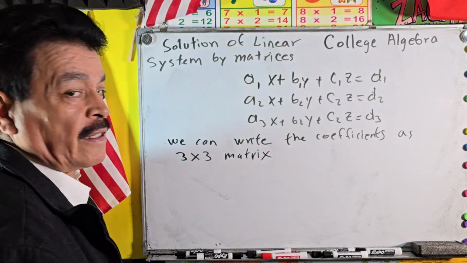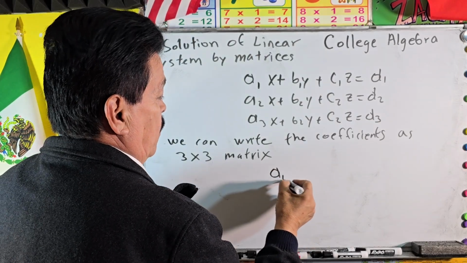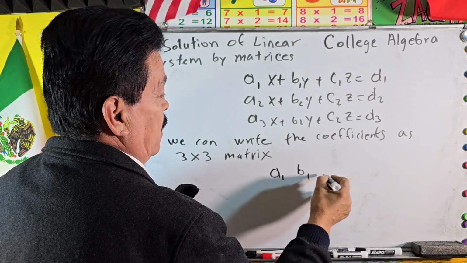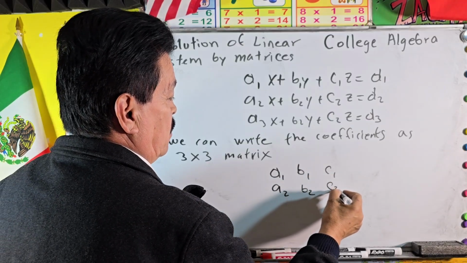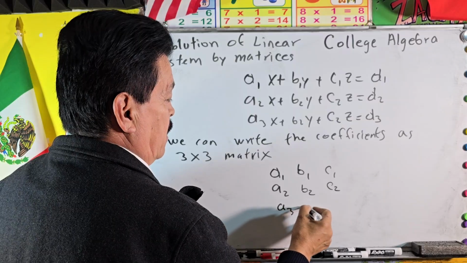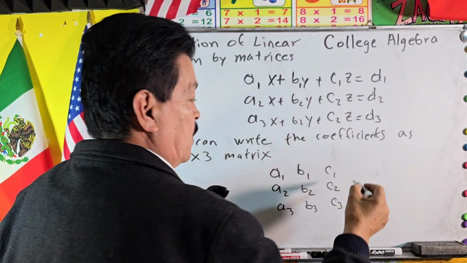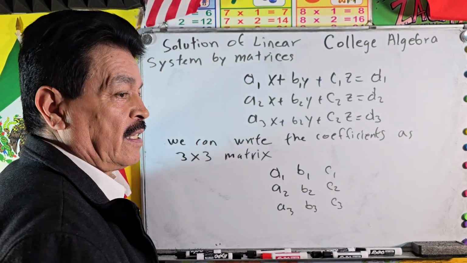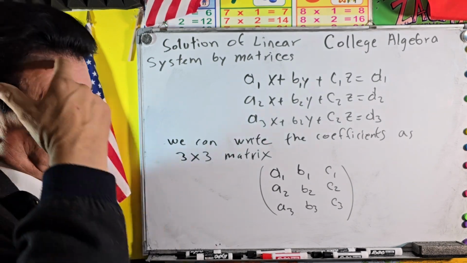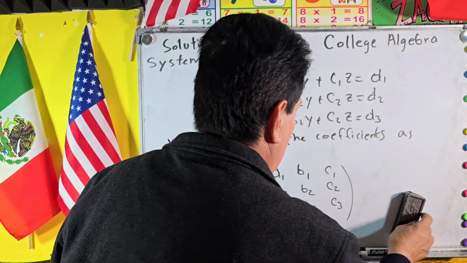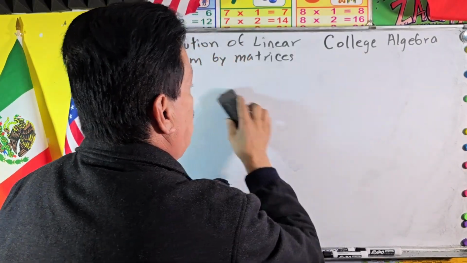So how do we write those coefficients? Just write it like this: A1, B1, C1, A2, B2, C2, A3, B3, and C3. It is written in this way. Now I will continue to the next window. Just keep this matrix in your mind.